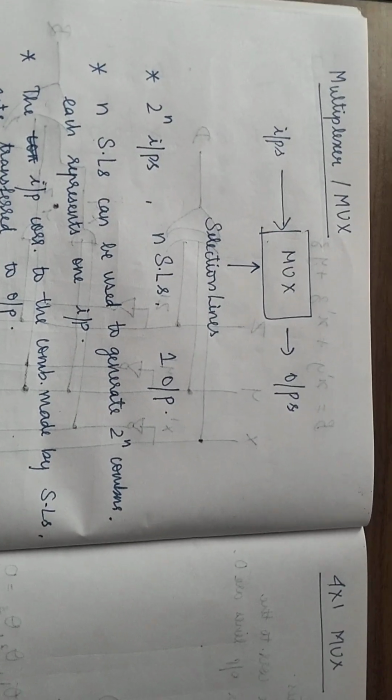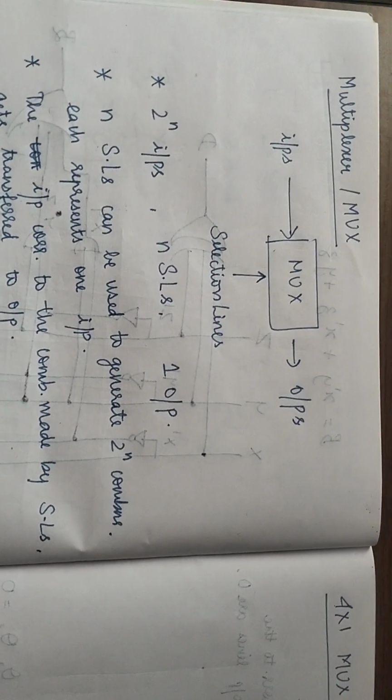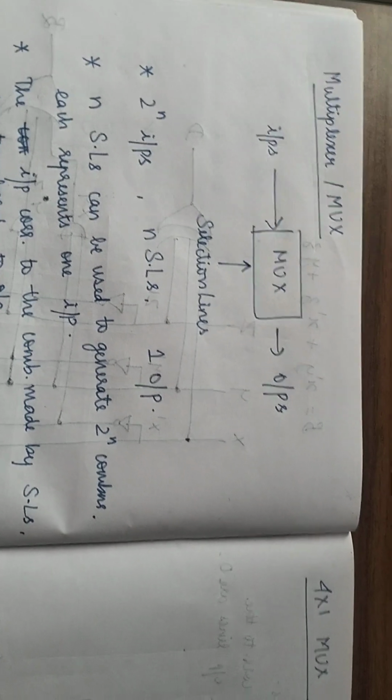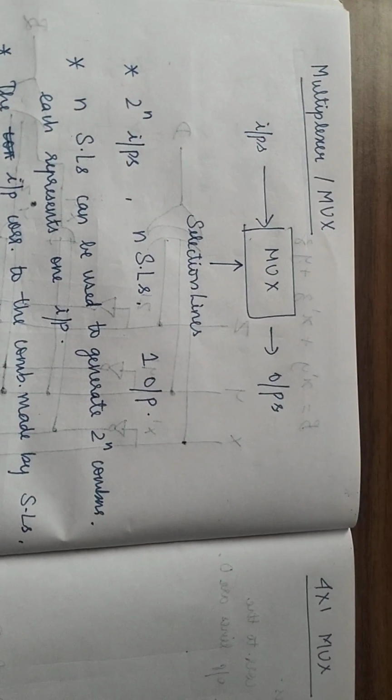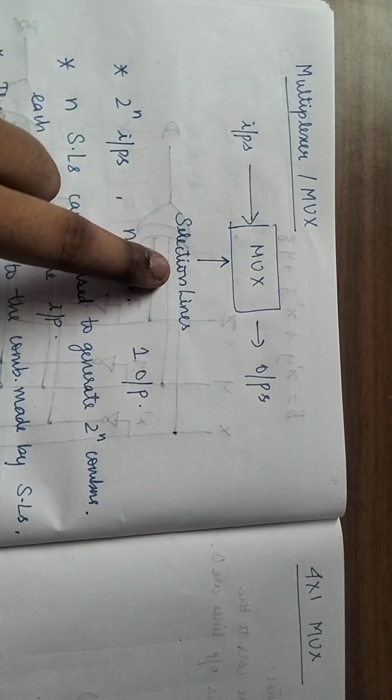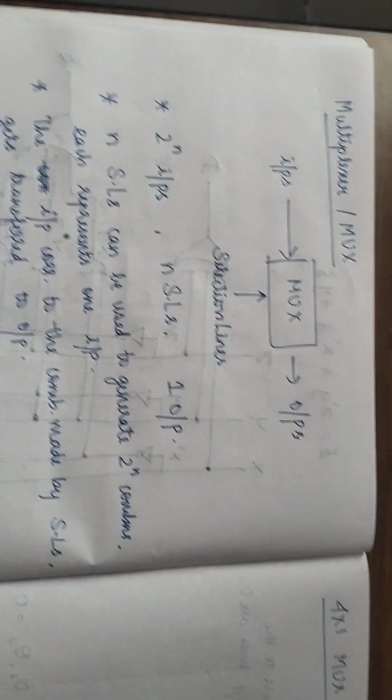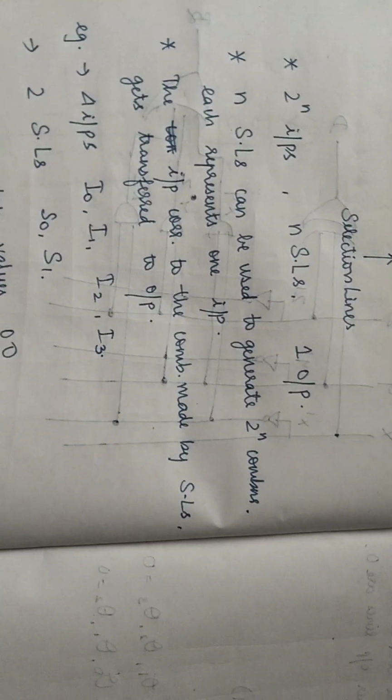But which of those inputs do we select? Let's say I have 8 inputs. Which of them am I going to select? Which of the 8 is going to be my output? To decide that, we have something called the selection lines, which help us select one of the inputs. So we'll take a closer look at how this works.